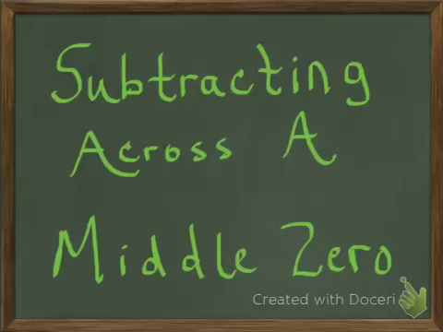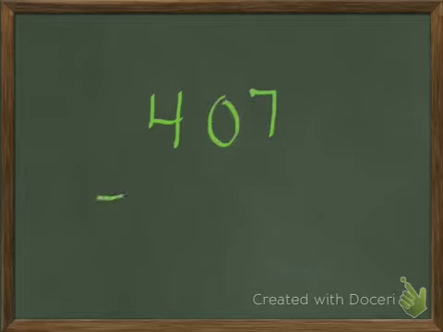Today we have a lesson on subtracting across the middle zero. In this lesson I'll be using the boxing off method. I'm going to start with my problem, 407 and subtract 198.